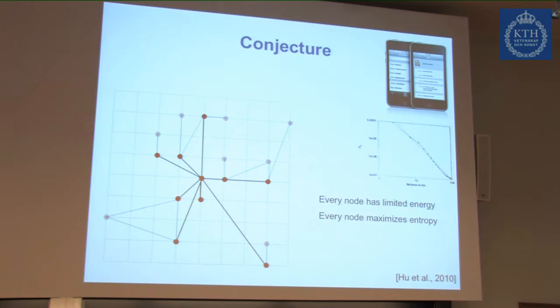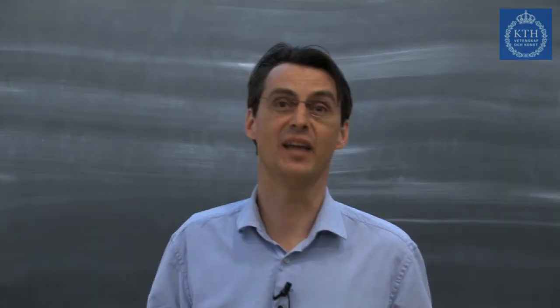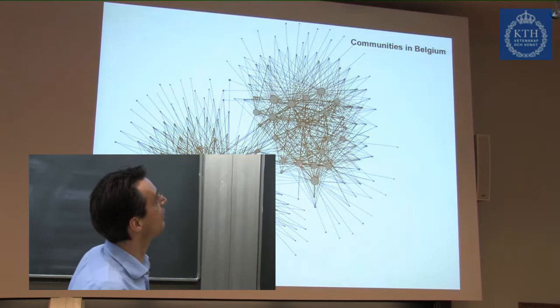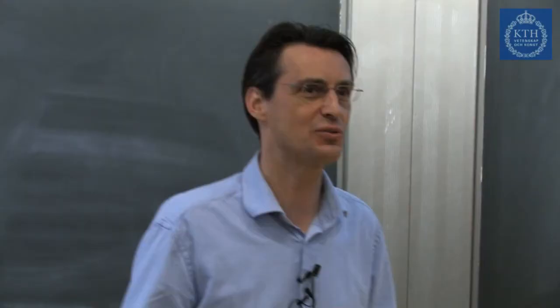Okay, so let me now describe what we got on this network, this mobile phone network, with the community detection. This is what we got. So these are communities, and the size of the community depends on the number of people you have there. And you have all these communities, and quite clearly there seems to be some form of separation there. Now you may know that in Belgium we have two main languages, French and Dutch. And so we thought that maybe that was related to language.